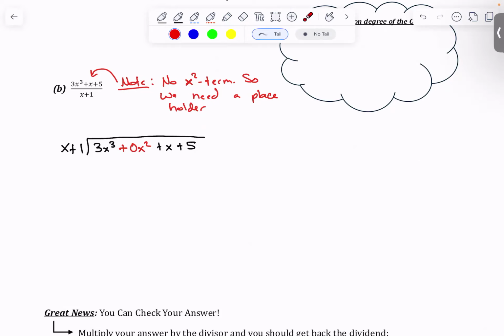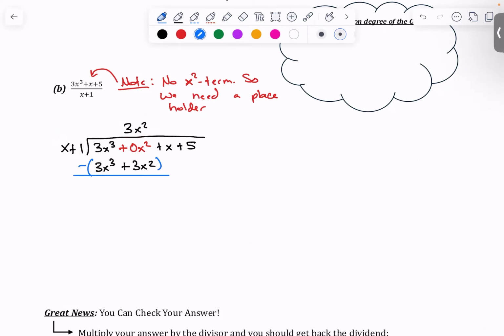We ask ourselves, how many times does x go into 3x cubed? It goes into it 3x squared times. So we'll get 3x cubed when we multiply the result up here by our divisor. 3x squared times x plus 1, that's going to be 3x cubed plus 3x squared. So we'll subtract that.